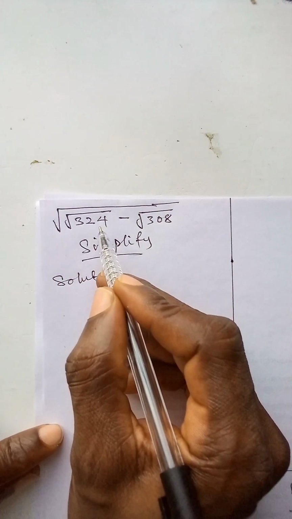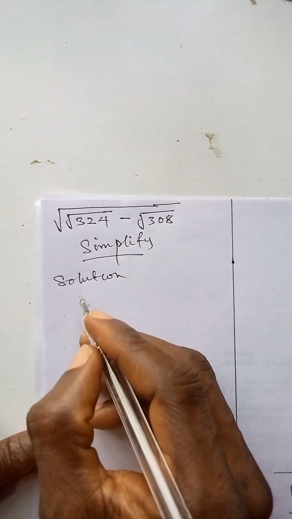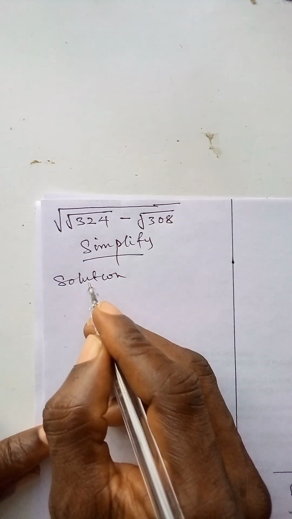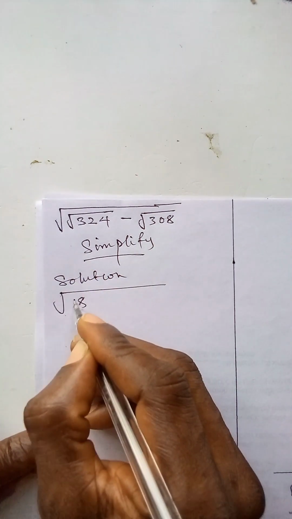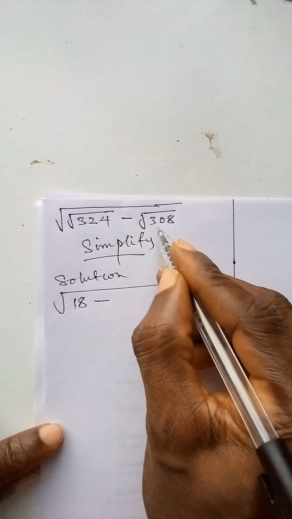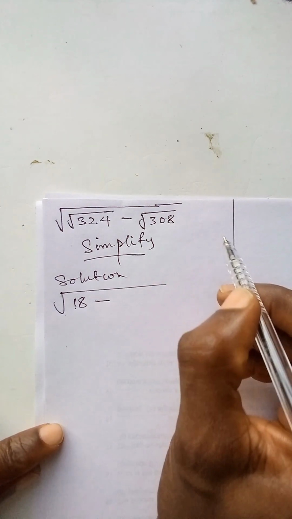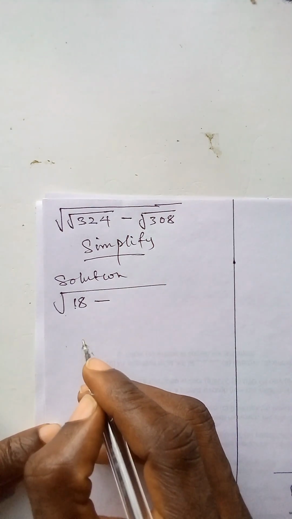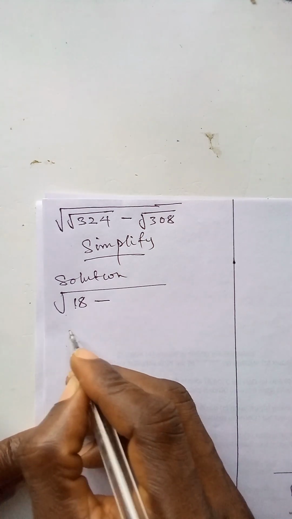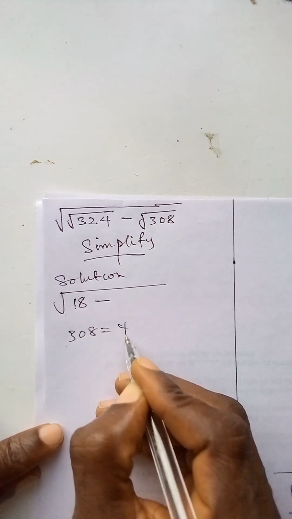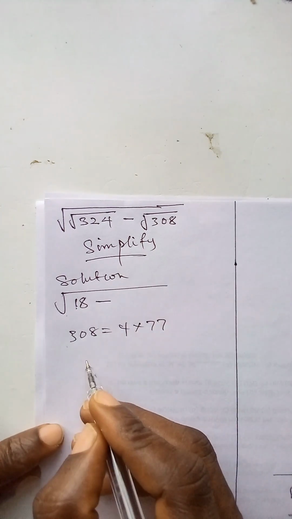Now, to proceed, we first of all will express them in a form that we can manipulate. 324 is a perfect square. The square root of 324 is 18. So I will write 18 in place of the square root of 324. But 308 is not a perfect square. However, I can express 308 as a product of two numbers. 308 is 4 times 77.